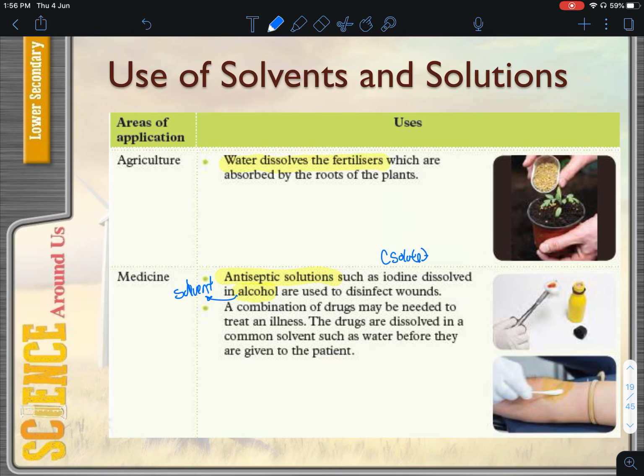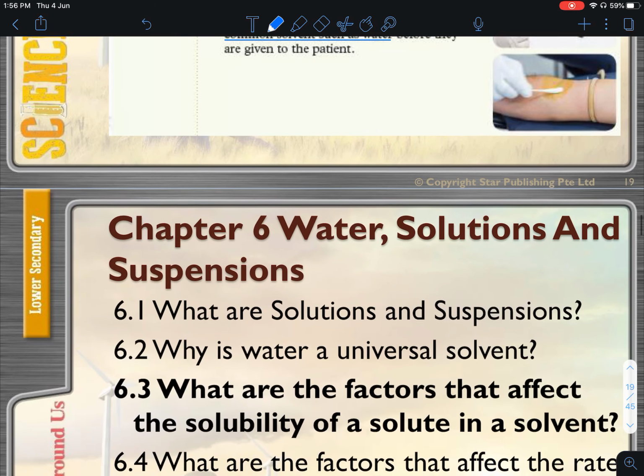A combination of drugs is needed to treat any illnesses, and these drugs can dissolve in common solvents like water. For example, when you eat Panadol, Panadol itself is a solid, so it can be considered a solute. When you take it in, you will also want to drink water to dissolve this Panadol inside your body or even your mouth for you to swallow easily.